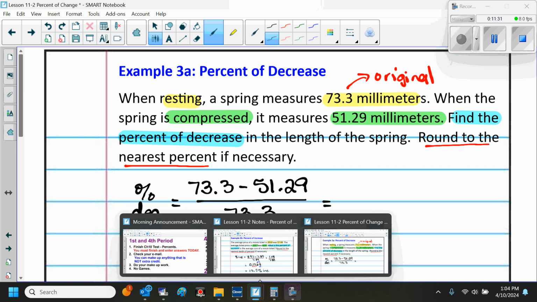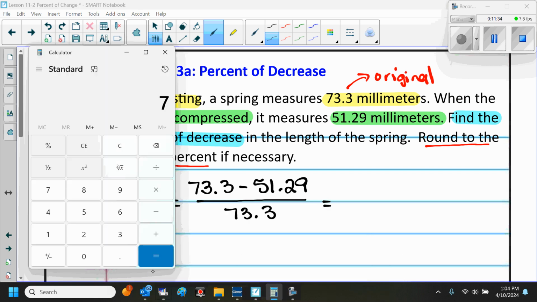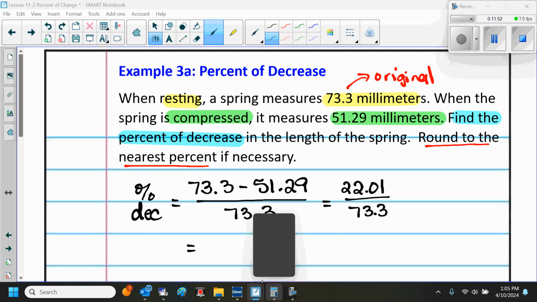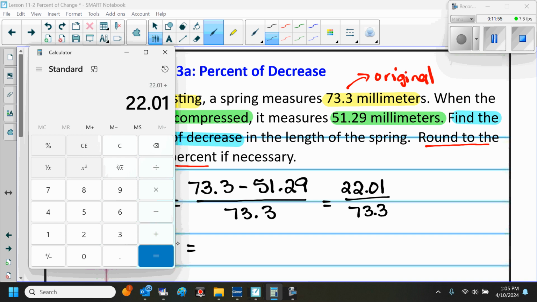So, now we subtract. So we have 73.3 minus 51.29, and that's going to give us 22.01. So 22.01 divided by 73.3, that's going to give us a decimal. So divide by 73.3. Okay. So I'm going to put 4 numbers behind the decimal. That's where I'm going to write 0.3002.